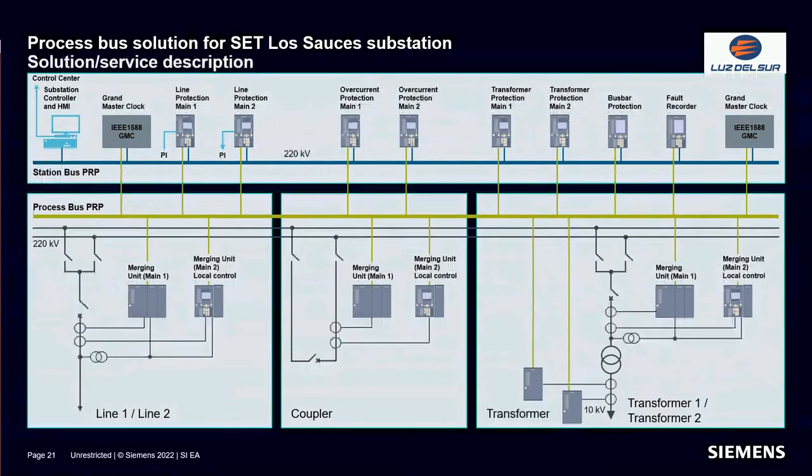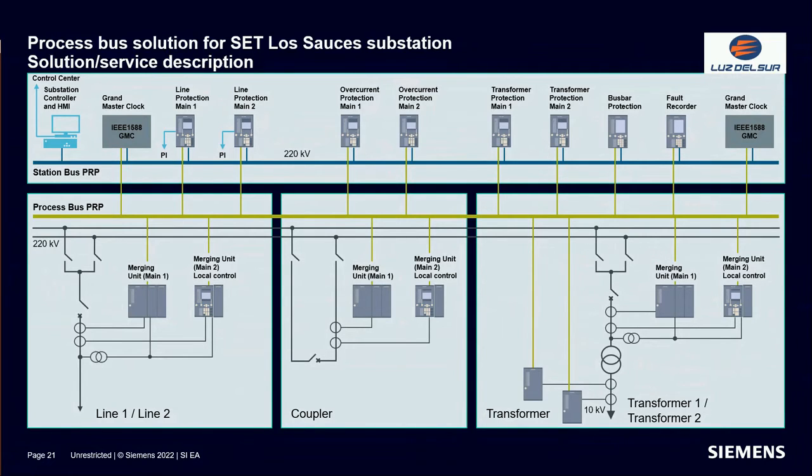Now in this scheme, as you can see, additional to our conventional solution for the majority of us, we can see the merging units on the bottom side. This kind of philosophy was implemented in each kind of bay. We have lines, coupler, and transformer, and each one has two merging units. One merging unit is main one, and a second merging unit is main two, which also includes the local control as a backup function in case the protection relays fail on the network.